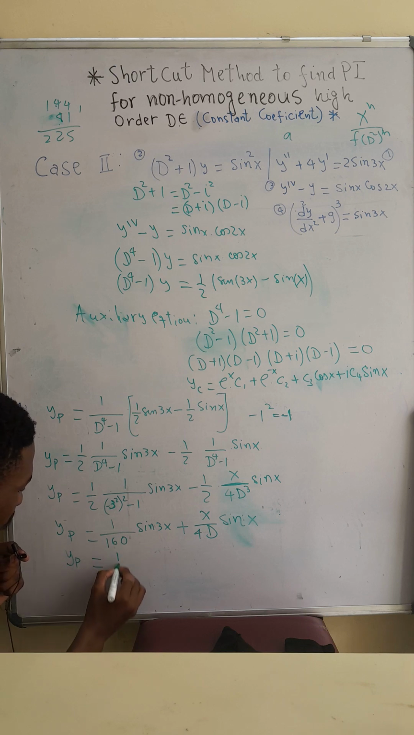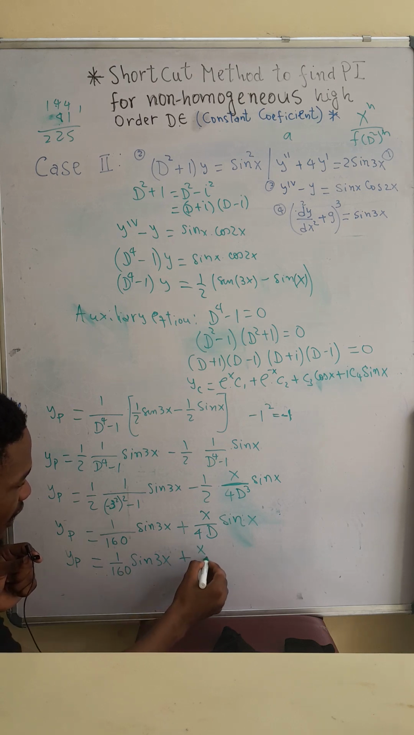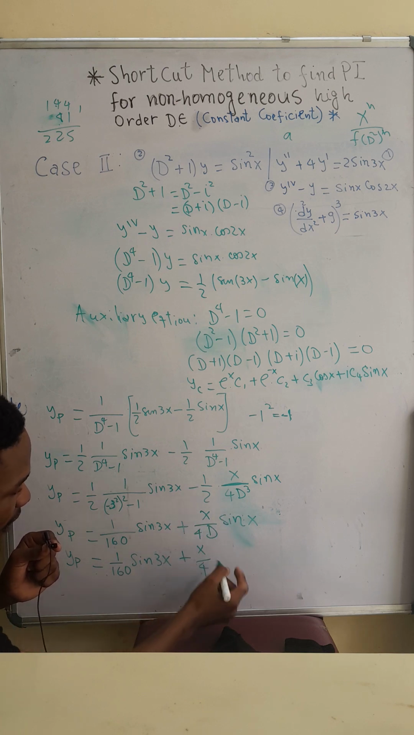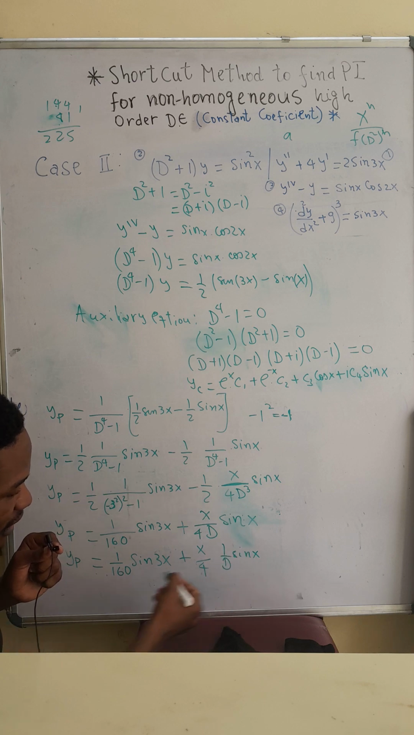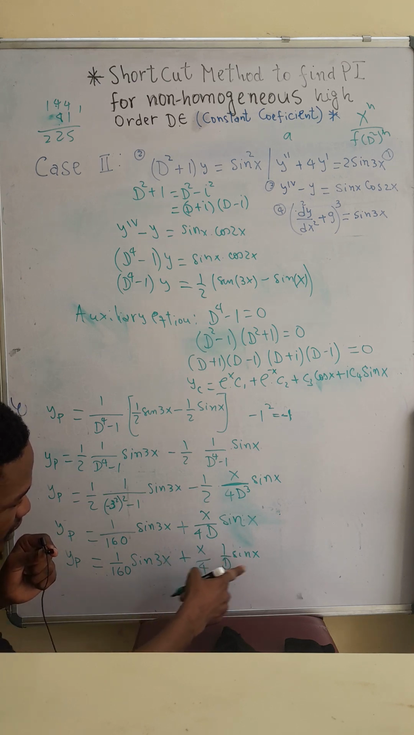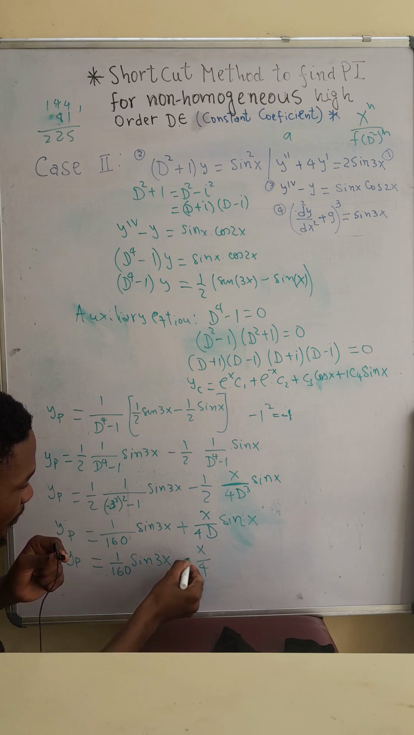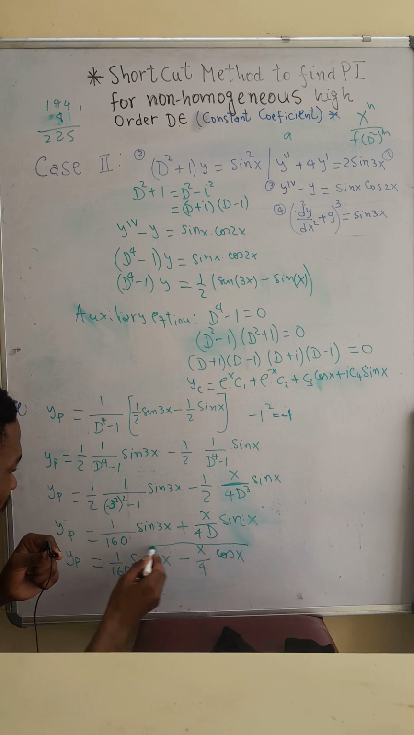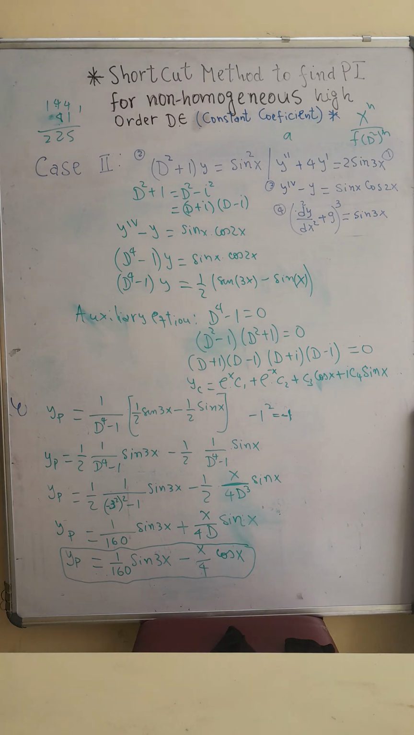yp will be 1 by 160 sin of 3x plus x by 4. Okay? Now integrate this one time. This is like 1 upon d sin of x. Integrate this one. Integration of sin of x will be what? Minus cos of x. So here it will be minus, and here cos of x. Okay? This is your yp.